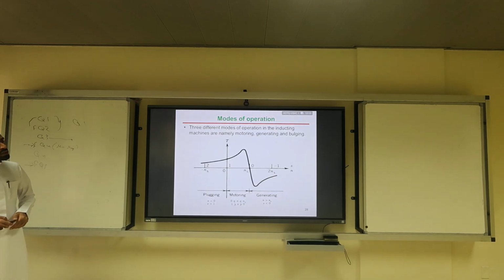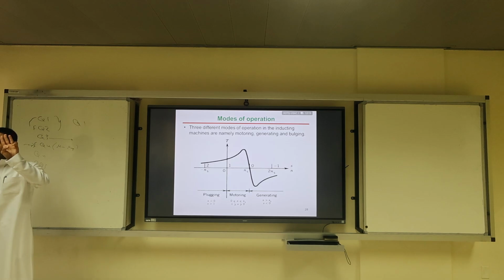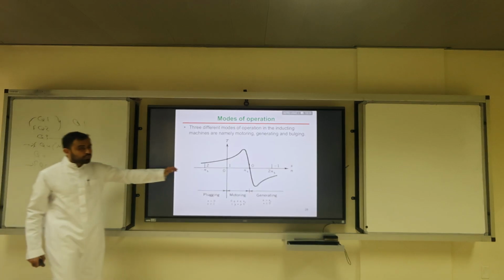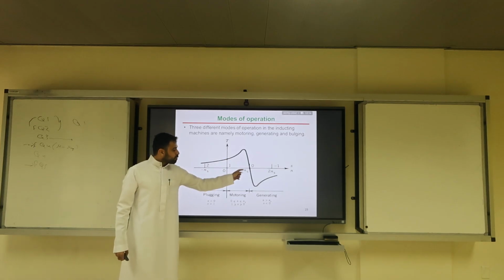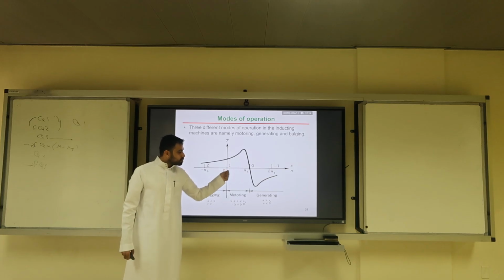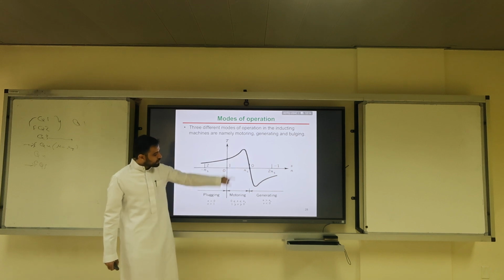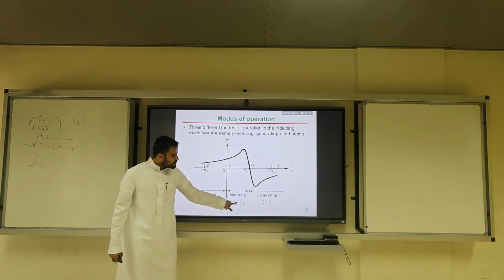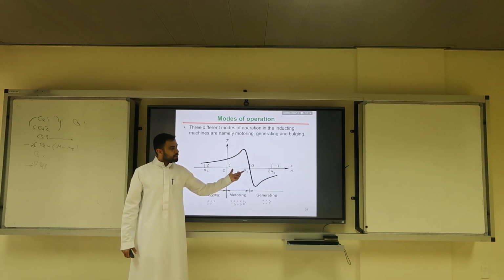Now, today we will discuss modes of operation. There are 3 modes of operation for the induction machine. The first mode of operation is the regular one, the motoring mode, from slip 1 to 0, or from speed 0 to synchronous speed. This is the typical motoring curve. So the speed is between 0 and ns, and the slip is between 1 and 0. And this is where most of the 360 problems were.